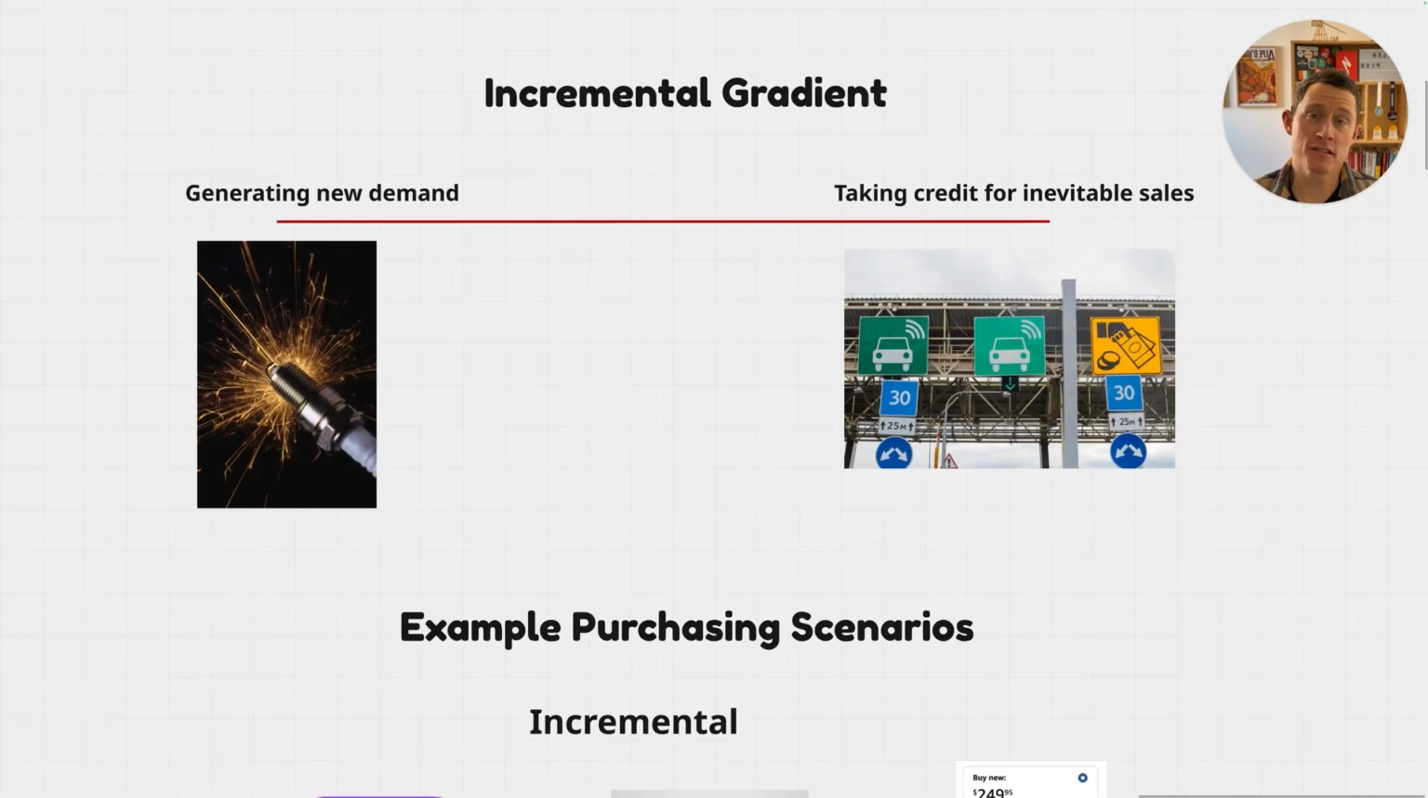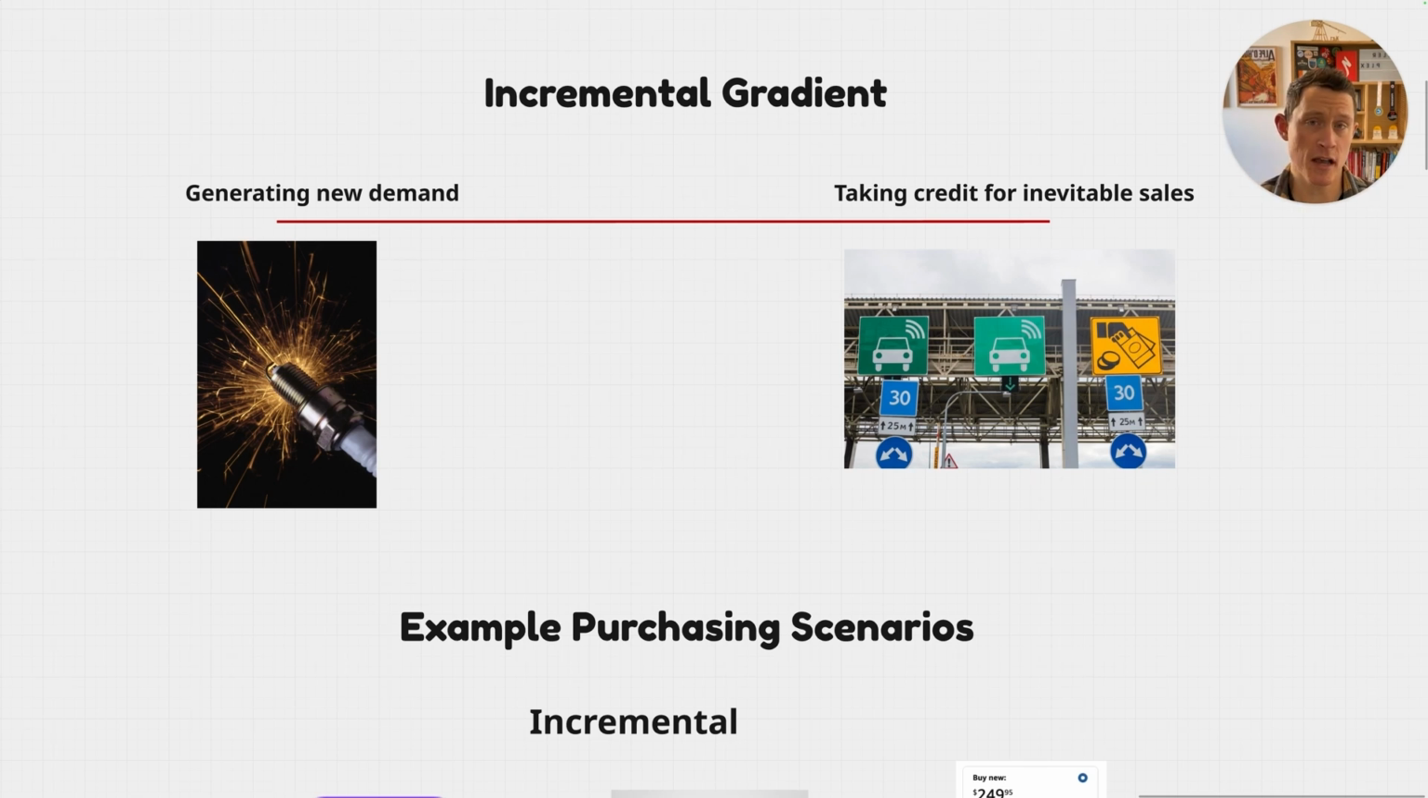But like many things in life, incrementality is not black or white, right or wrong, 1 or 0. It really exists on a spectrum. And in the industry, we call this the incrementality gradient. On the left side here, we have the generation of new demand. So advertising that is purely just generating new demand, purely reaching new shoppers who are unfamiliar with the brand. And I like to symbolize this with a spark plug or a spark, right? You're creating desire, you're sparking an interest in someone.